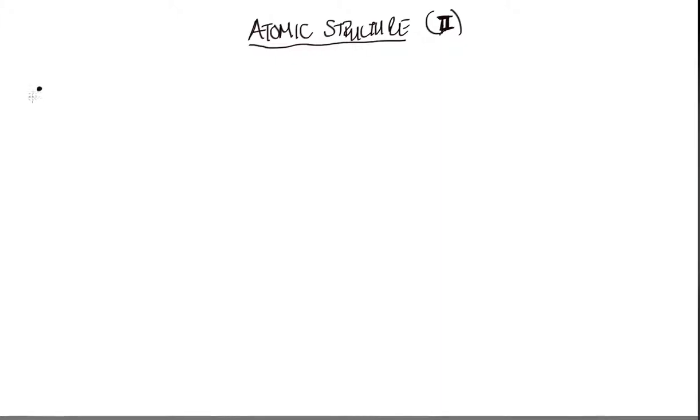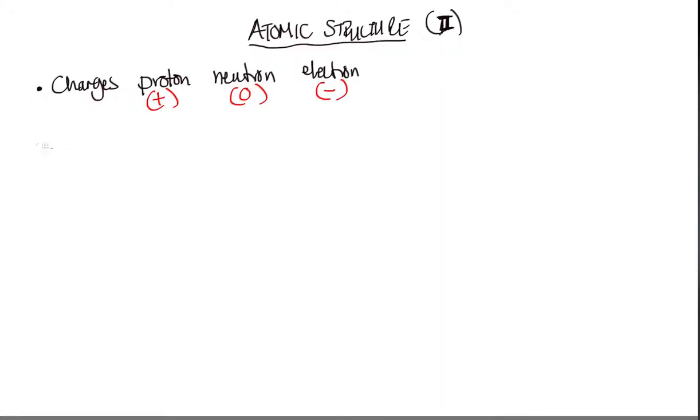The first idea is the idea of the charges on the particles, and so we're going to look at the proton, the neutron, and the electron. So what charge is on the proton? Well, the proton has a positive charge, you can call it plus. The neutron has a zero charge, and the electron has a minus charge.